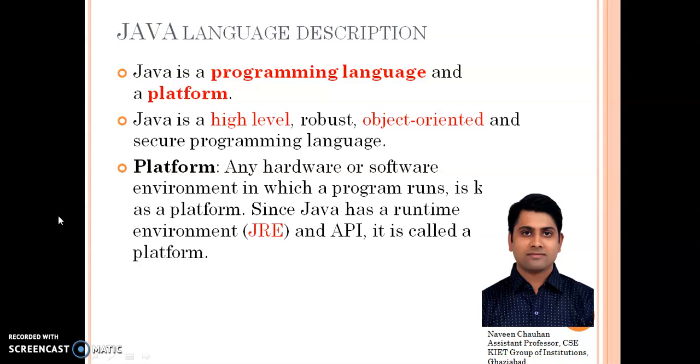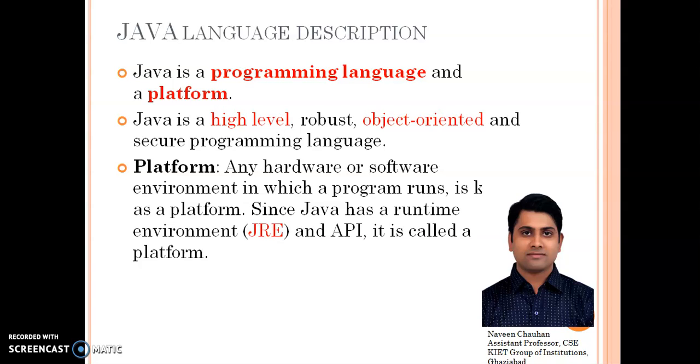Around 1995 it came into the public domain, and from that time up to 2020 it is still one of the top 5 popular languages. Another keyword used when we define the Java language is platform. It is a platform independent language actually.